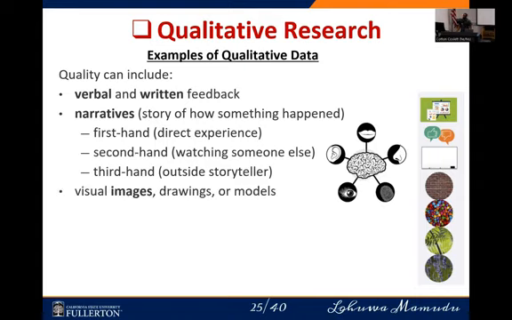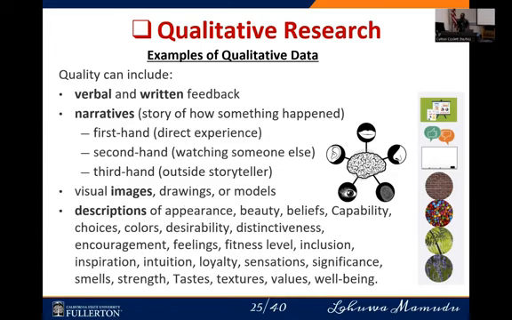Then we have visual images. I think once I talk of visual images, the first thing that comes to your mind is X-ray, right? X-ray is a visual image. You might want to go for scanning, maybe a mammogram or others. These are all examples of visual images you might see, which is an example of qualitative data. Then also we have other descriptions like appearance, beauty, belief, capabilities, choices, color, desirability, distinguish, encouragement, your feelings, fitness level, significance, smell, strength. All these are examples of qualitative data you can think of.